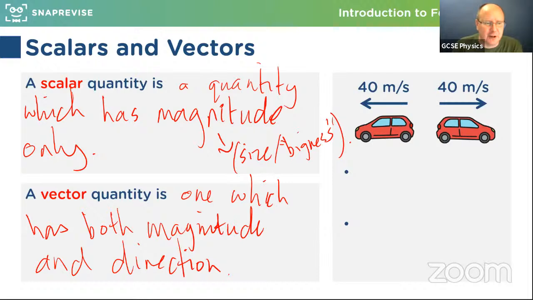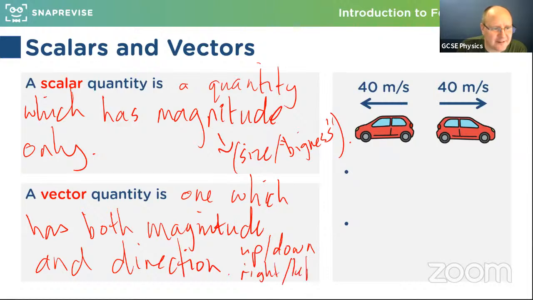So the direction, you can say really simple things like up, down. You could say to the right, to the left. You could use north, south, east, west. Okay, it all depends on the context of the question. So if you're asked to state the magnitude and direction of a vector quantity, take your cue from the question and use whatever is sensible to easily describe the direction.